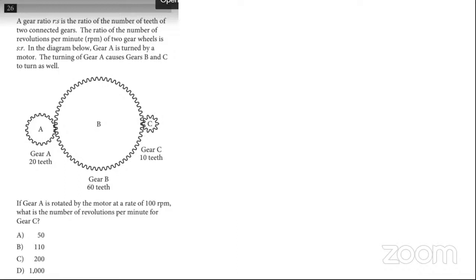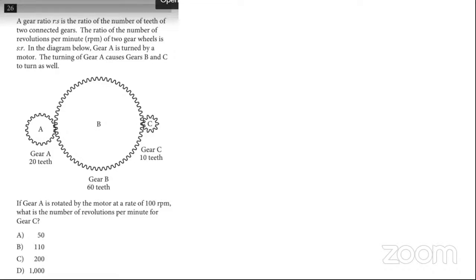Okay, so what we are given is that if the gear ratio is R is to S, then the corresponding RPM ratio will be S is to R, just the inverse. Now in this diagram, we are given gear A is turned by a motor. The turning of gear A causes turning of gear B and C as well. In gear A, we have 20 teeth. Gear B, we have 60 teeth. And gear C, we have 10 teeth. Using these numbers, we can find the gear ratio, right?